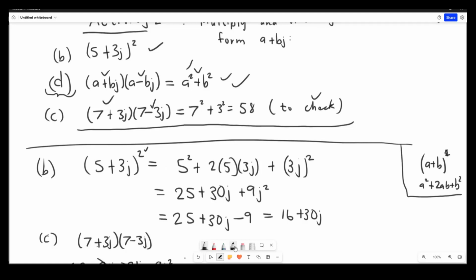In D, we said that a plus bj times a minus bj, those ones are conjugates. When you multiply a complex number with its conjugate, you just say the real part squared plus the imaginary part squared. That's all. So look at 1 plus j times 1 minus j in the denominator there.